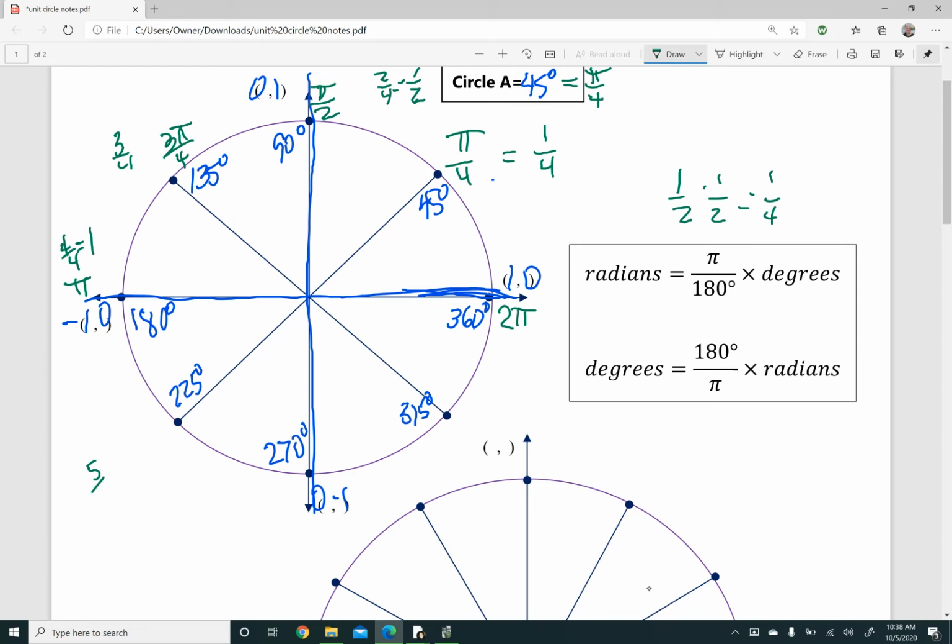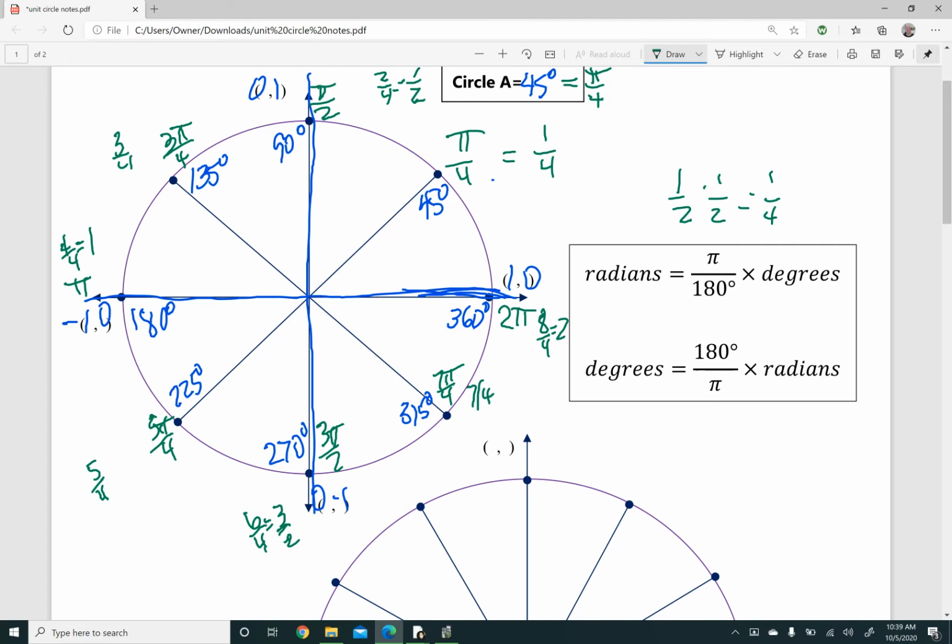This is 5/4, which would be 5 pi over 4. This would be 6/4, which reduces to 3/2, or 3 pi over 2. And this would be 7/4, or 7 pi over 4. And then 8/4, which is 2. Okay?